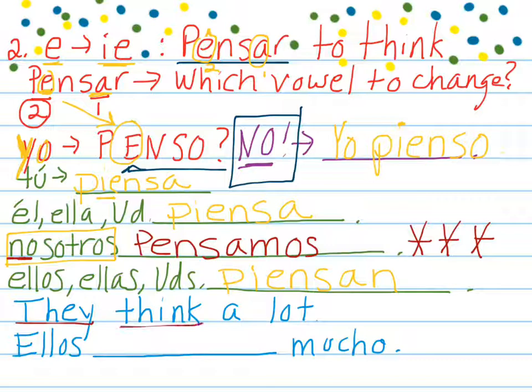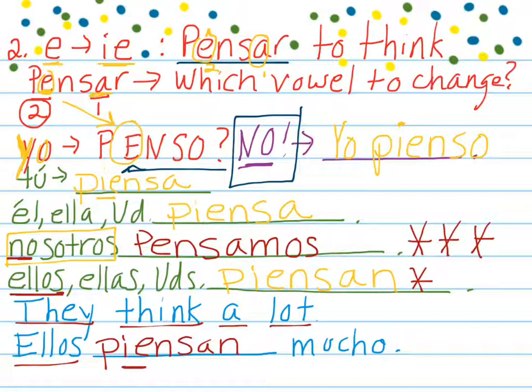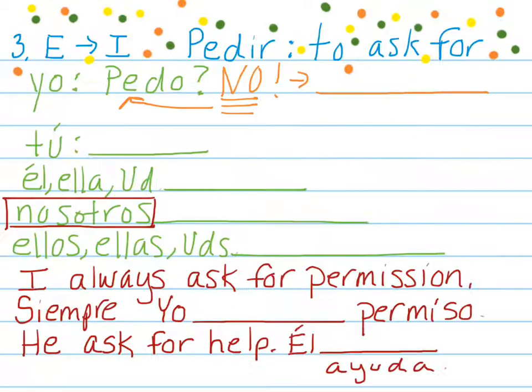Okay, so let's look at this example down here. They think a lot. So ellos. So they think. So up here, here's our ellos. So it must be piensan. So let's put it in here. Ellos piensan mucho. Please don't put pensan. Please make sure you're changing that vowel to the IE. Good. We only have one more to go.